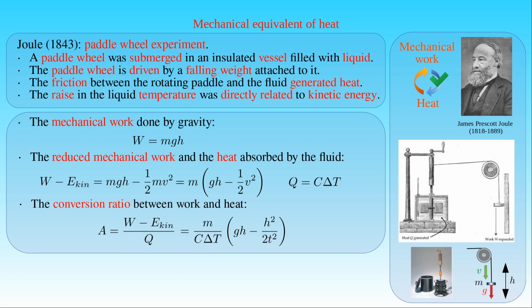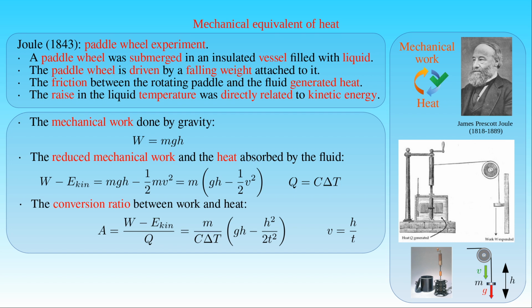Here we use the fact that the constant velocity v of the weight is given by the ratio of the height h to the measured time t of the fall. By applying this formula, a numerical relationship can be established between heat and mechanical work. For a given mass m, height h, heat capacity C, the measured increase delta T in temperature and the time t, Joule could determine the mechanical equivalent of heat.